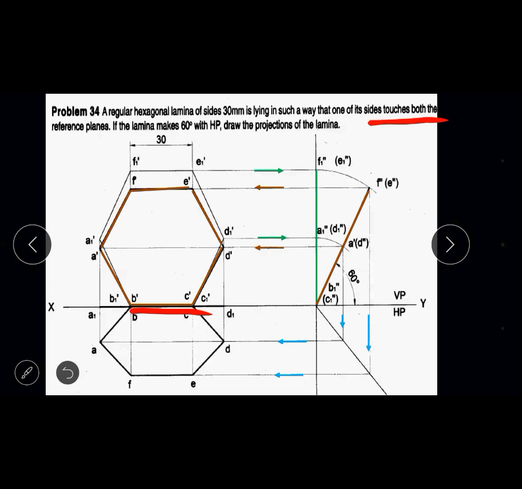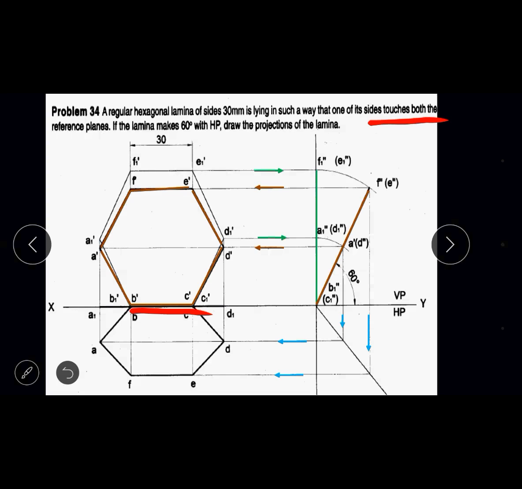So only two things are given in this problem. So one is you have to place the hexagonal lamina in such a way that one of its sides touches both HP and VP. This is the first condition. Second is HP angle is given. So with the help of the HP angle, so you can get it over this.